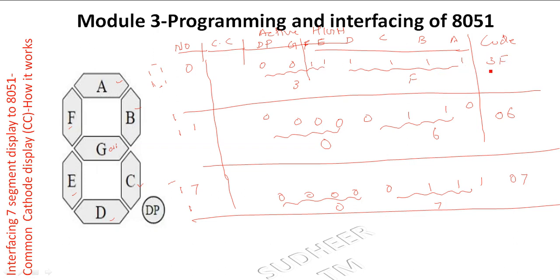That means you just need to take this number to your accumulator and complement it for common anode. This is for common cathode. Complement and send to the corresponding port for common anode. Okay, so the code must be the same. We will keep this code as a lookup table to show the particular number on your 7 segment unit. Let us see how the code is for different numbers.